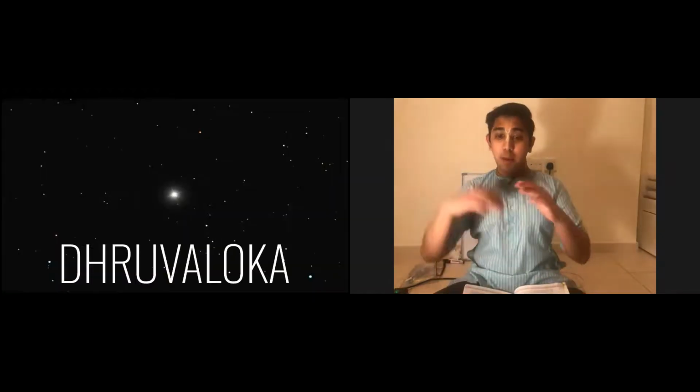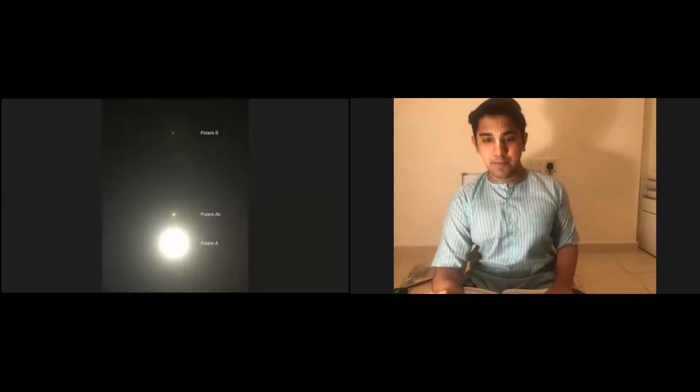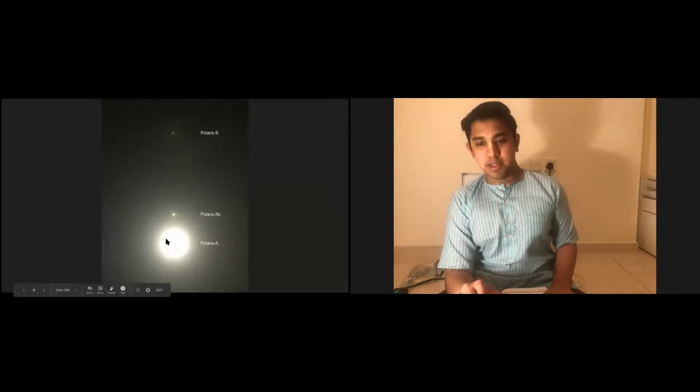Moving forward, moving upwards, we have the Dhruvaloka and the pole star. This is an image by NASA, and it just got me thinking about all these planetary systems. This is the pole star, and I was just thinking what these planetary systems could be. So we will get to that.